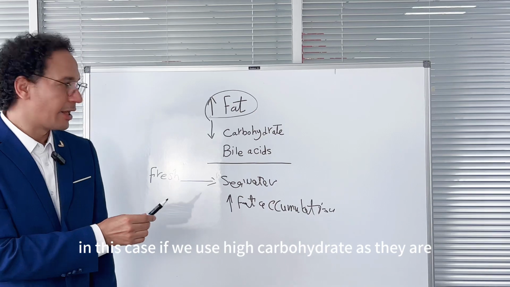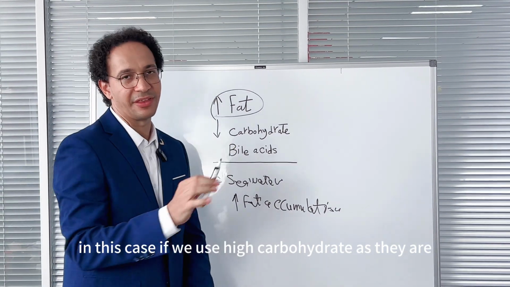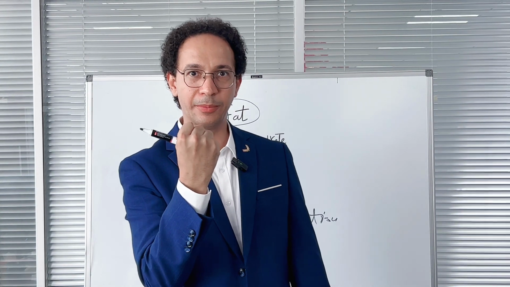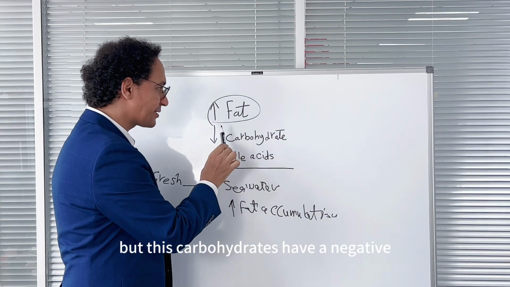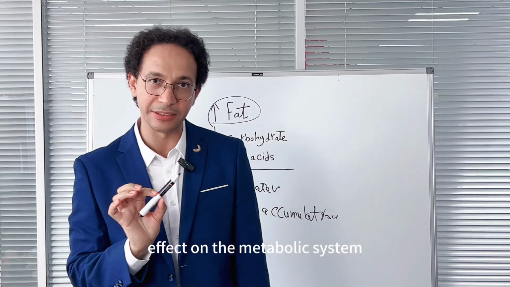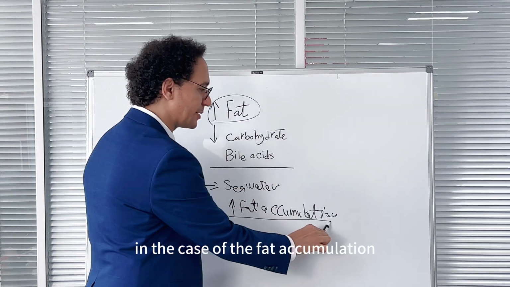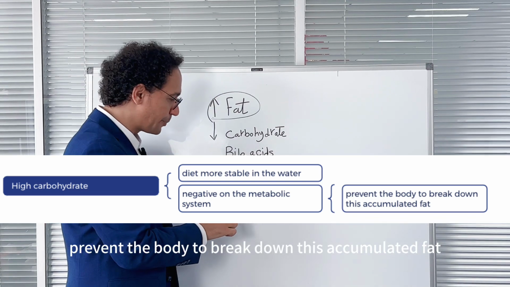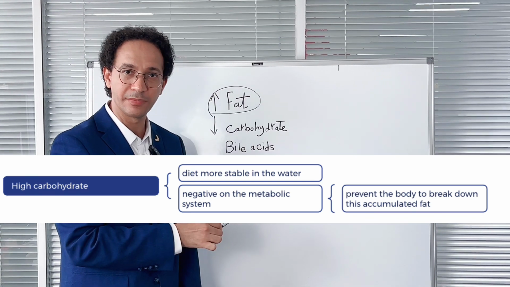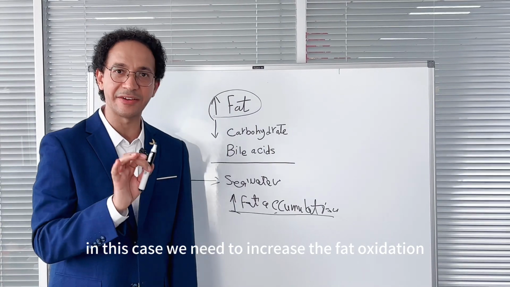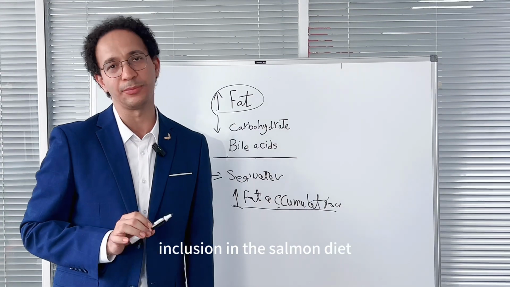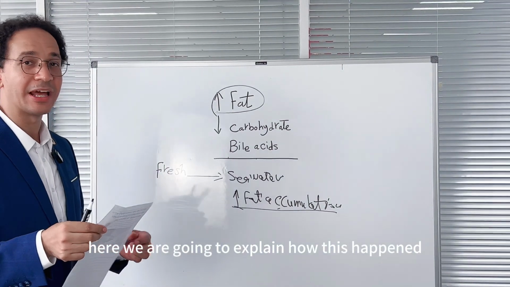In this case, if we use high carbohydrate, as they are used to use this carbohydrate to make the pellets more compatible and more stable in the water, but these carbohydrates have a negative effect on the metabolic system. In the case of the fat accumulation, this high carbohydrate level prevents the body from breaking down this accumulated fat. In this case, we need to increase the fat oxidation by increasing the bile acid inclusion in the salmon diet. Here, we are going to explain how this happens.